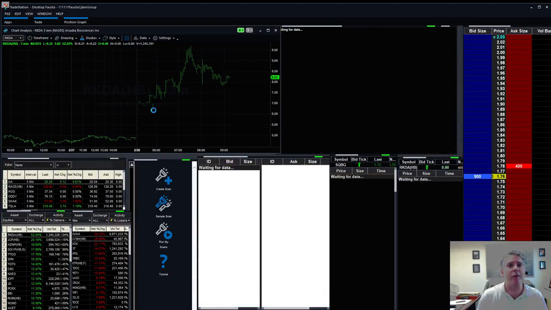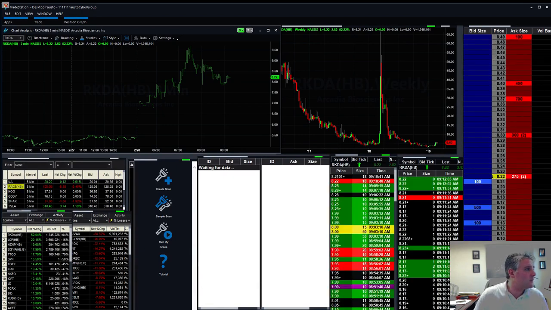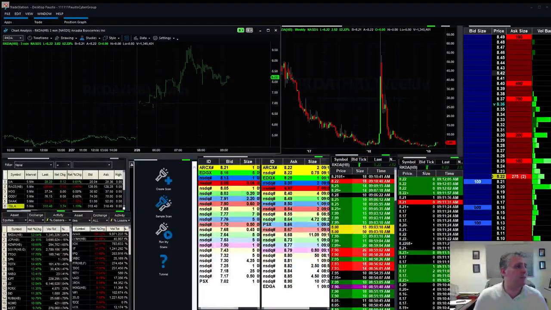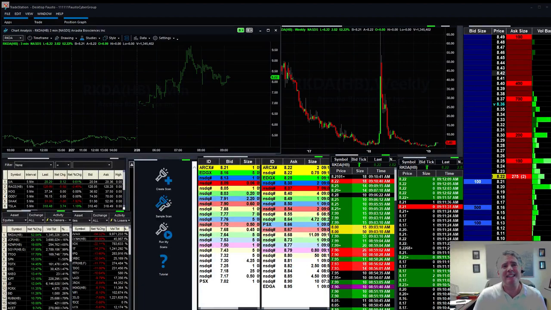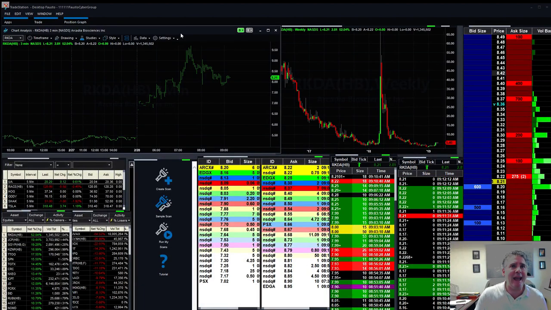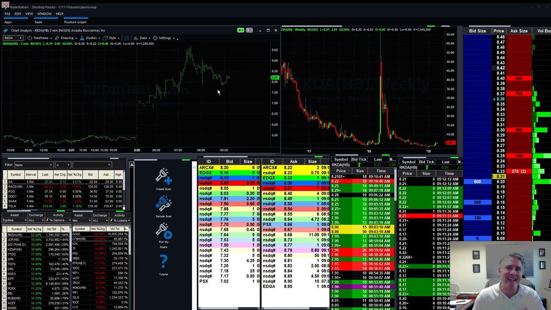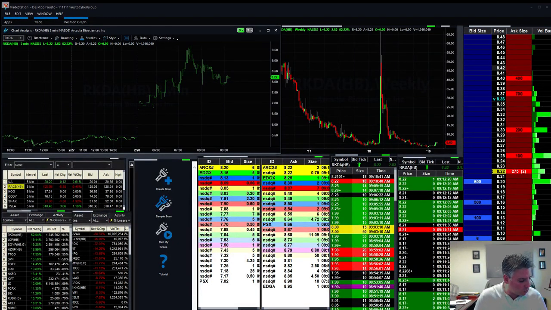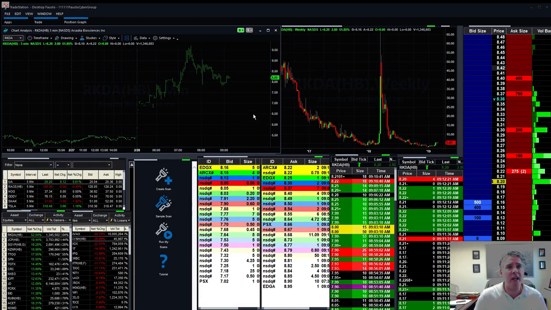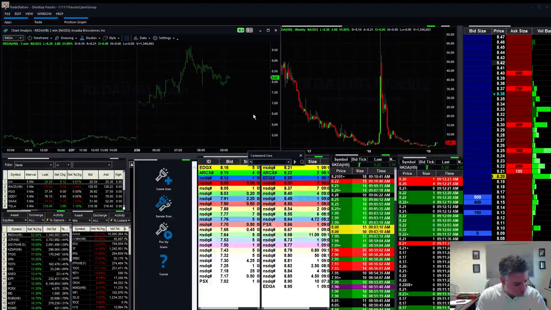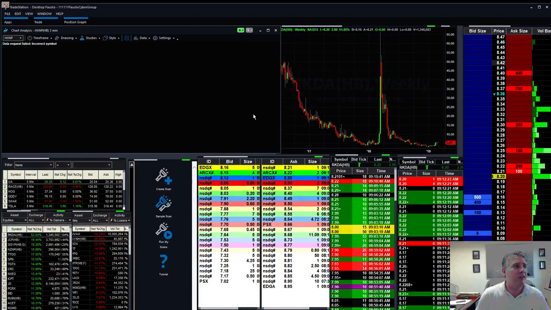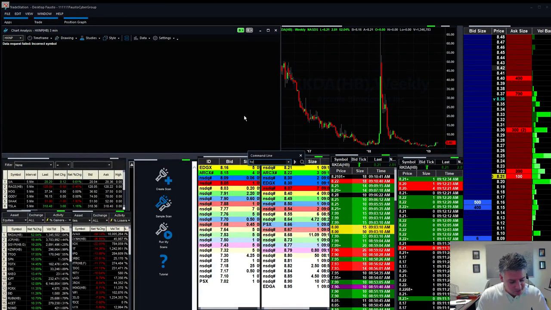RKDA is another one that's moving pretty nicely. This one is gapped up pretty big. It's up 52%. Once again, it gapped up early, and it's kind of backing down right now. So I'm a little turned off about this one right now. I don't know what's going on with it, but I'm a little cautious on that one. The other one is the HZNP trade. This one also is up about 19%. Did I spell it wrong? Yep. Fat fingers, HZNP. I had that problem yesterday.